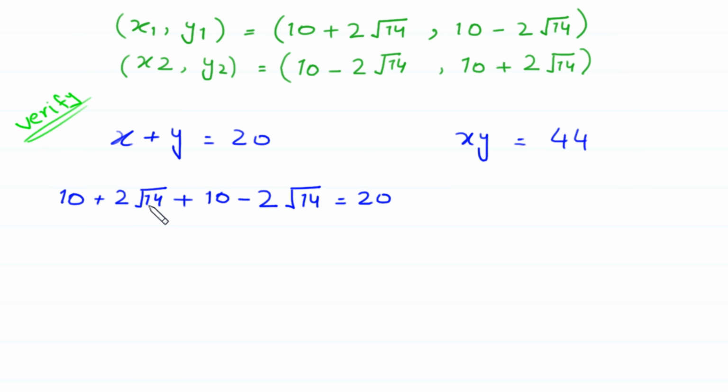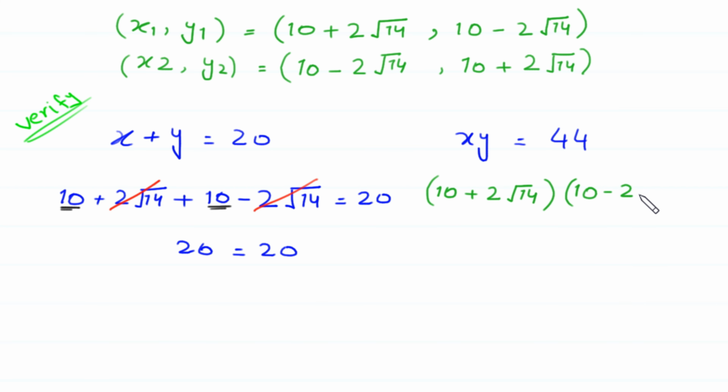This positive 2 times square root of 14 will be cancelled with this negative 2 times square root of 14, and this 10 plus this 10, 20, is equal to 20. You can see that the left hand side is equal to the right hand side. Now we put the values of x and y in this equation. The value of x is 10 plus 2 times square root of 14, times the value of y, 10 minus 2 times square root of 14, is equal to 44.